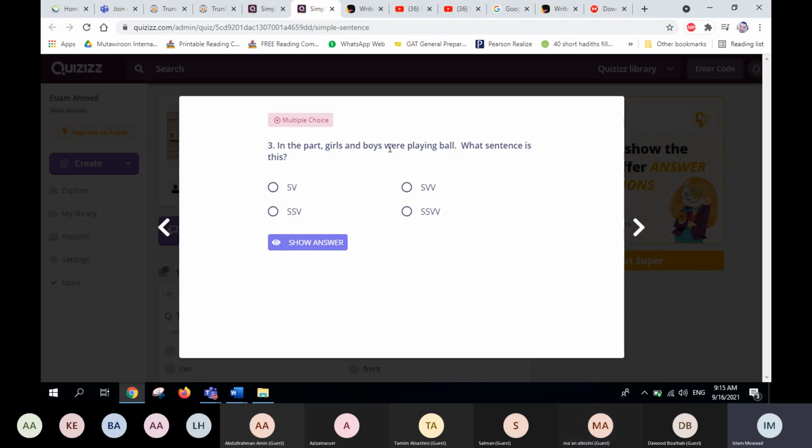Which one? SV, SVV, SSV, or SSVV? S stands for subject. SV means we have 1 subject and 1 verb. Check the sentence. Where is the subject here? Can you find it? It's SSV because the 2 subjects are girls and boys, and they were playing. Exactly. So we have girls and boys, 2 subjects, and 1 predicate, which is playing. So we have 2 subjects and 1 verb. Thank you. Let's move to the next number.